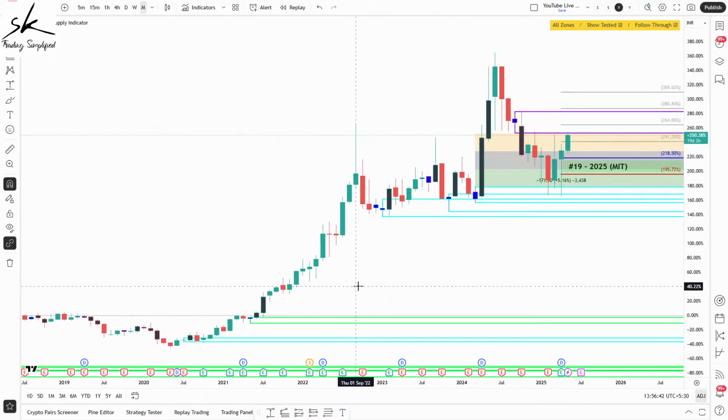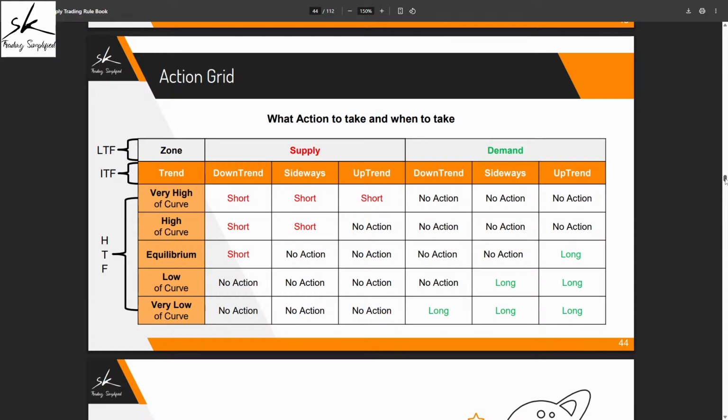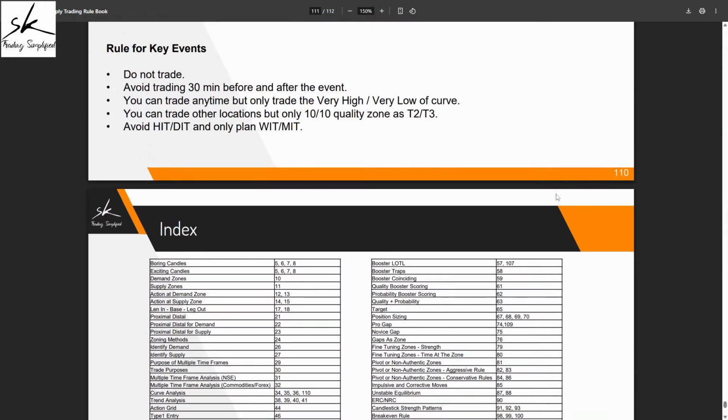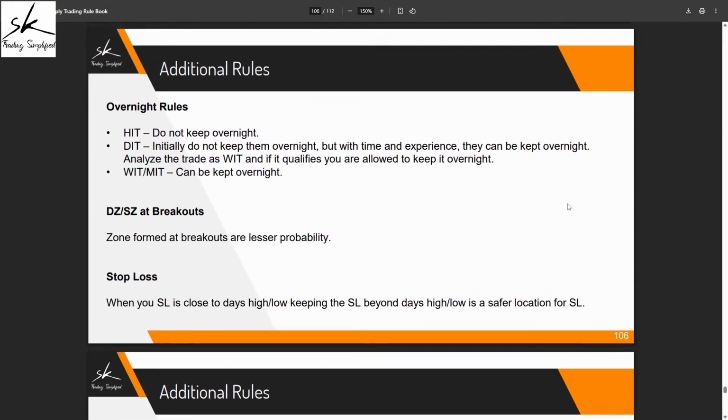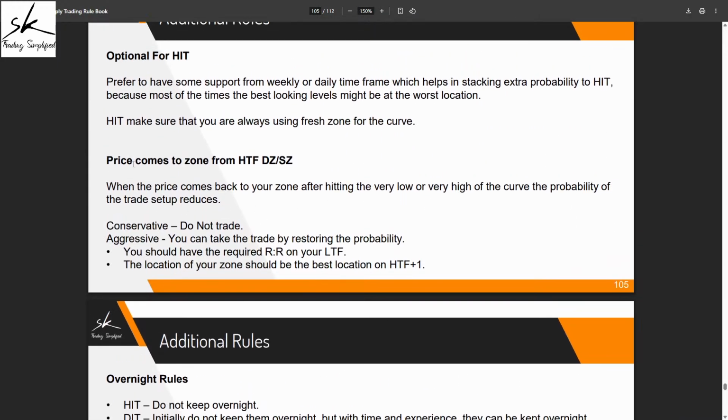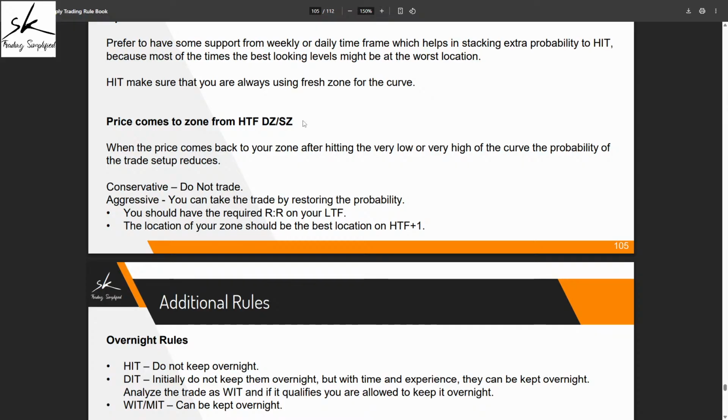Now in the rule book, there is a rule, and specifically for this rule, I picked up this example because we haven't touched upon this rule in the last 1.5 years. And the rule basically says that when the price comes to the zone from the higher time frame demand or the higher time frame supply.